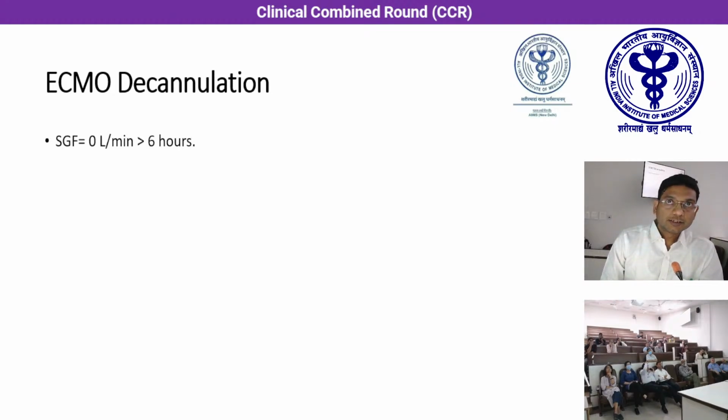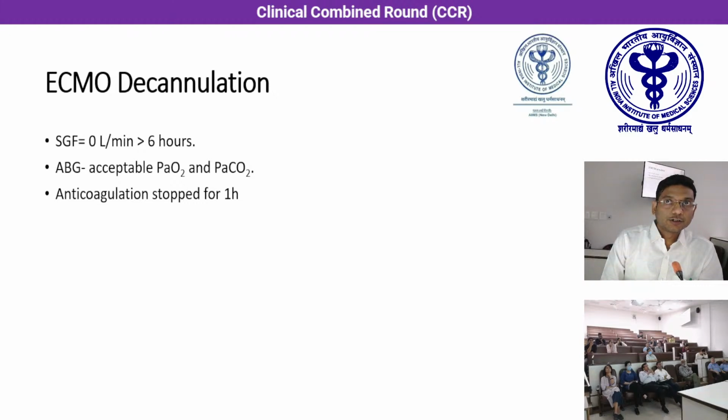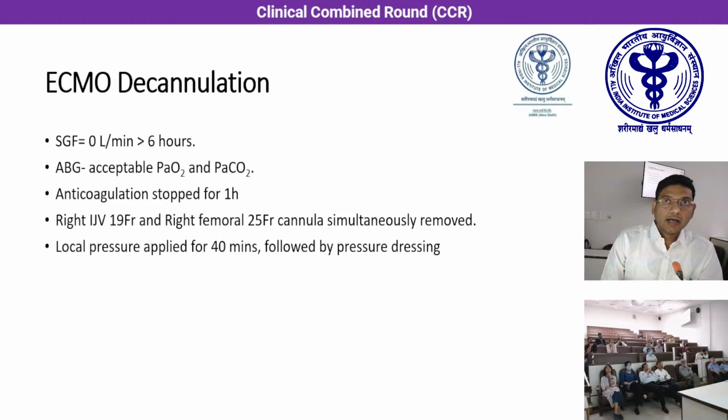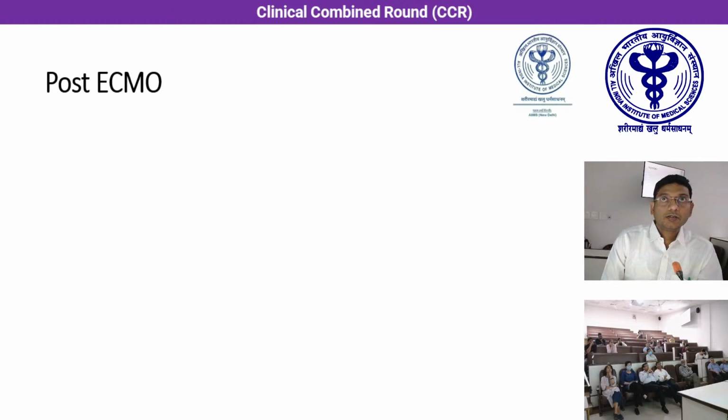So after achieving weaning, we switched off the sweep gas flow and observed for 6 hours. On the ABG, we saw acceptable PO2 and PCO2 parameters. Anticoagulation was stopped for 1 hour. Then we removed both the cannulae simultaneously, and local pressure was applied for almost half an hour, followed by local dressing. We monitored the local site for the next 24 hours for bleeding. There was no bleeding found.